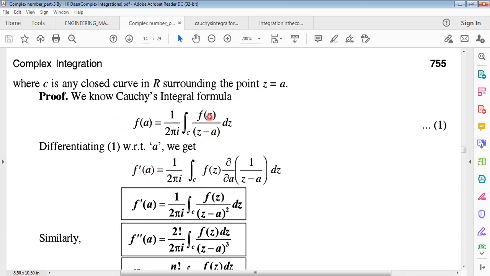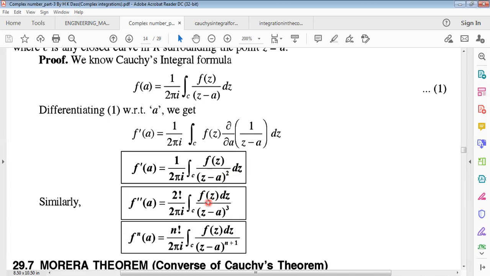So f dash a will be 1 by 2 pi i and 1 by z minus a. The derivative of 1 by x is minus 1 by x square, but the coefficient of a is minus 1, so minus 1 will be plus 1. So we can write f dash a, the first derivative, will be 1 by 2 pi i contour integration of f of z divided by z minus a whole square.